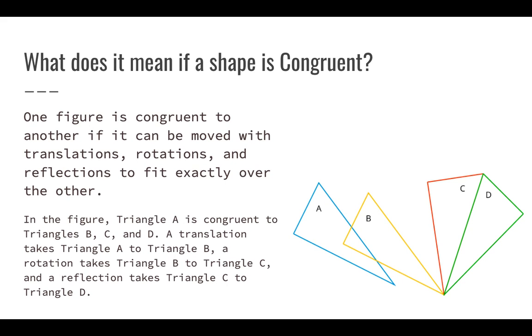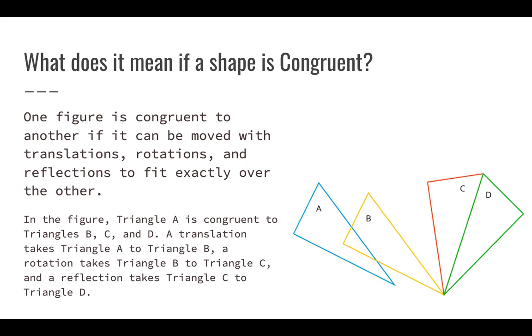So what does it mean if a shape is congruent? One figure is congruent to the other if it can be moved with a translation, rotation, and reflection to fit exactly over the other. I'm going to say that again in slightly different language. Two figures are congruent if one can be moved with a rigid transformation. Remember, a rigid transformation is a translation, rotation, or reflection. So if I can do a rigid transformation and one shape can fit exactly over the other, then they're congruent.